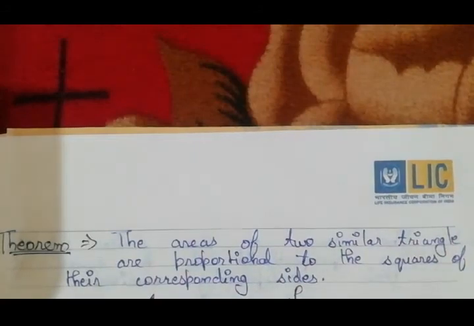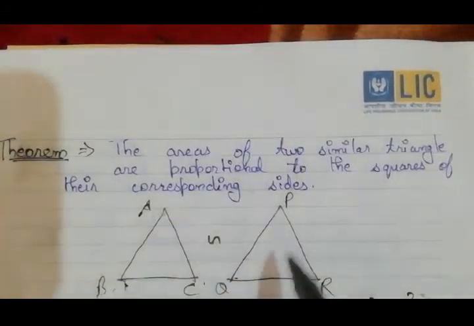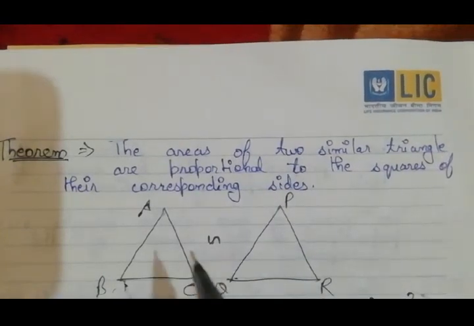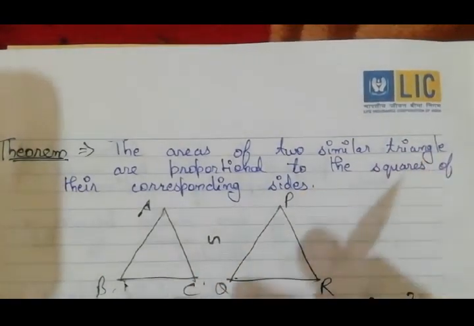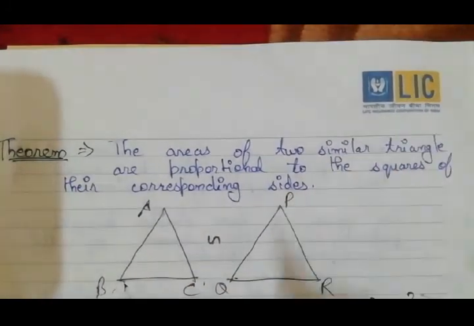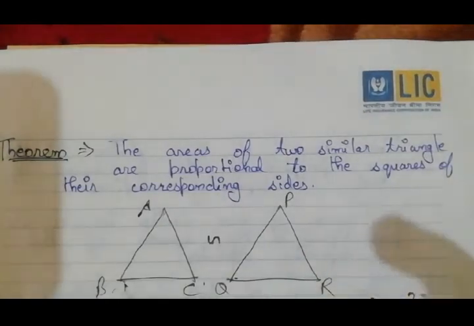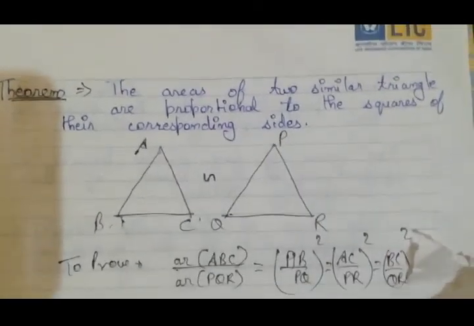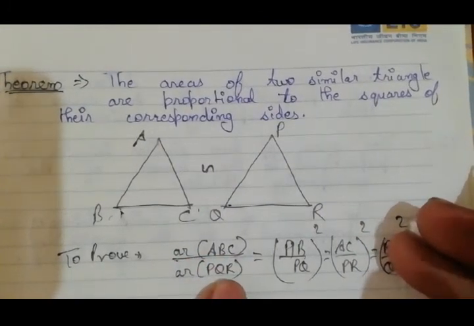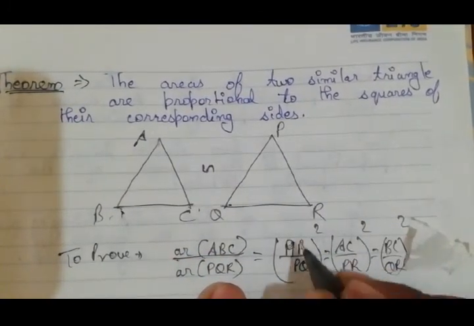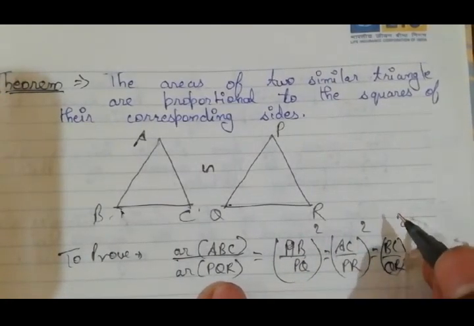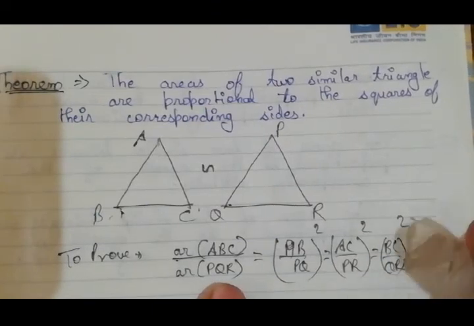let me draw them. So look, these were our two triangles ABC and PQR. If these two triangles are similar, then the ratio of their areas is equal to the ratio of the squares of their corresponding sides. Okay, it can be written like this: area of ABC upon area of PQR is equal to AB upon PQ whole square, AC upon PR whole square, and BC upon QR whole square.